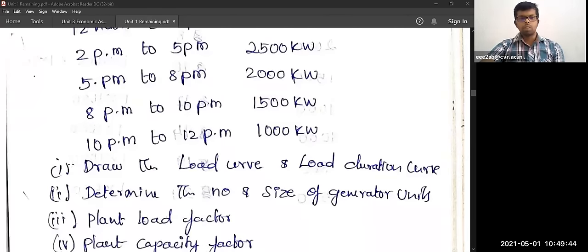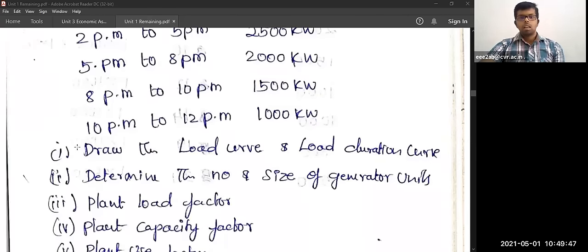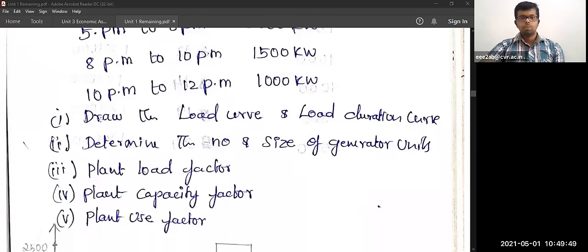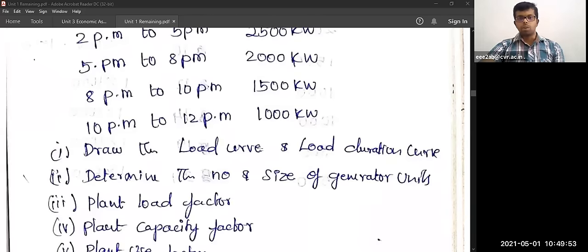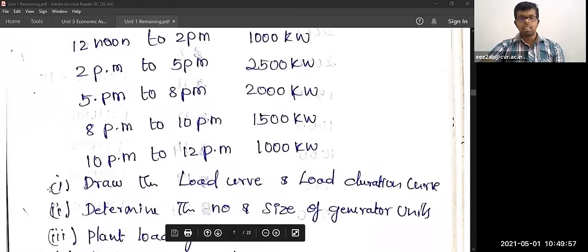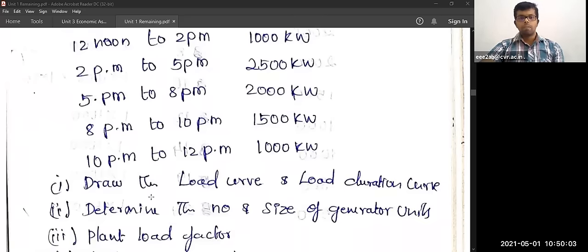First, what we have to do is draw the load curve and load duration curve. Next, determine the number and size of generating units and also the plant load factor. So these three things we need to find out.